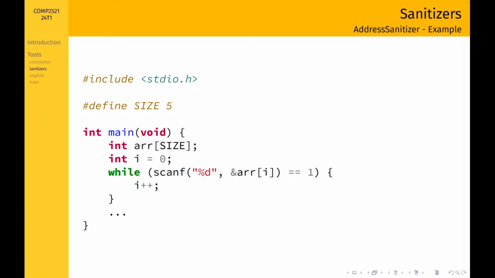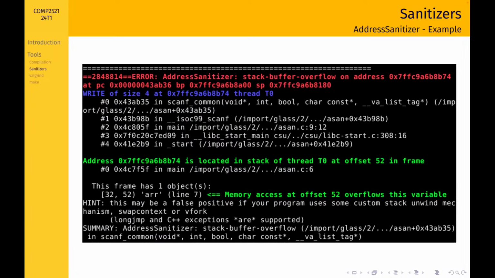So address sanitizer will determine that there is an error, and it'll give you a nice, long, and hopefully not scary error message like this. And this is the kind of error message that you'll get. It might look scary, but it actually contains a lot of useful information. So in this week's lab, you'll get some practice with picking things out from these error messages.